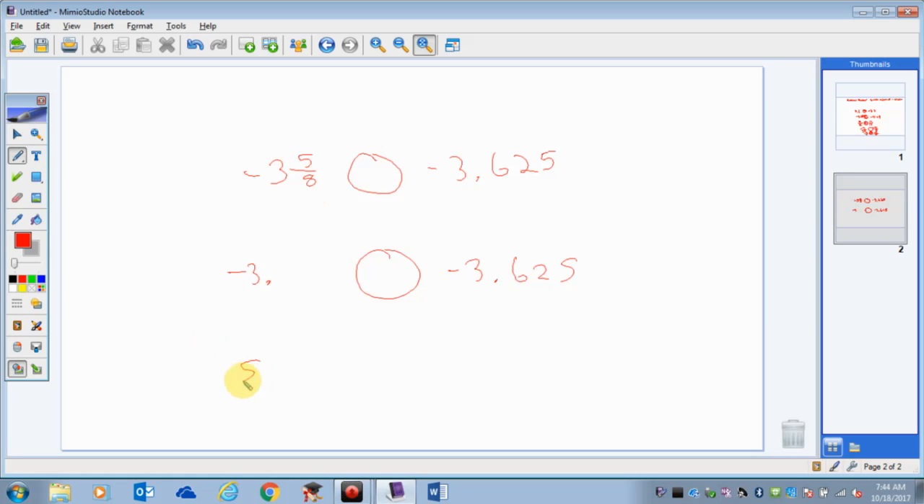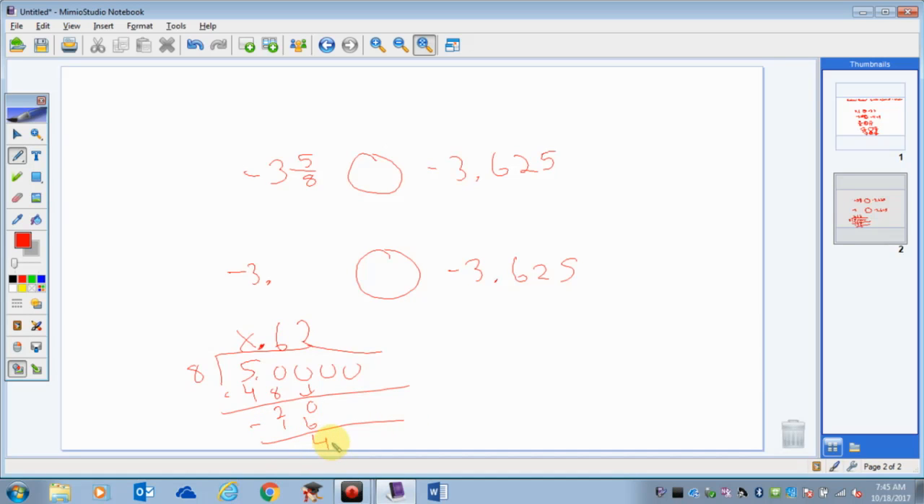So 5 divided by 8, put my decimal and some zeros, bring my decimal up, just like we did yesterday. 8 won't go into 5, so X there. 8 will go into 50 6 times. It's 48. 50 minus 48 is 2. Bring down a 0. 8 will go into 20 2 times. 8 times 2 is 16.